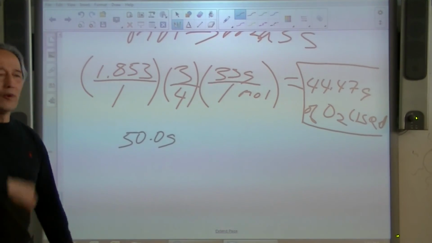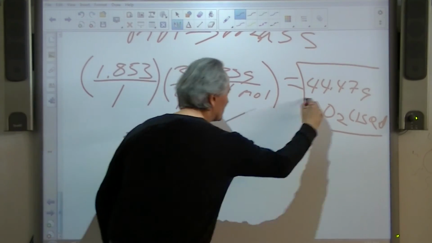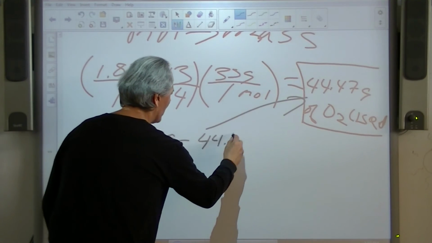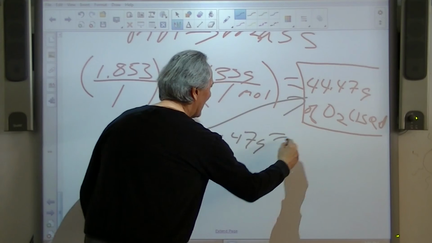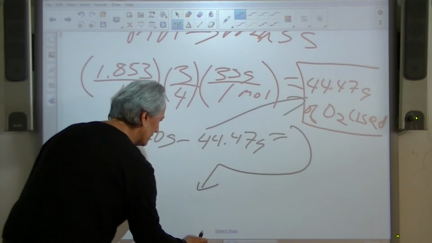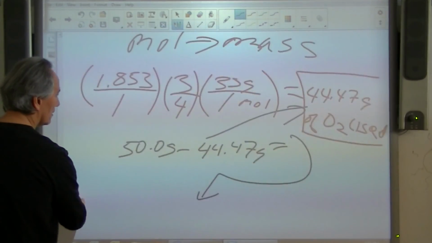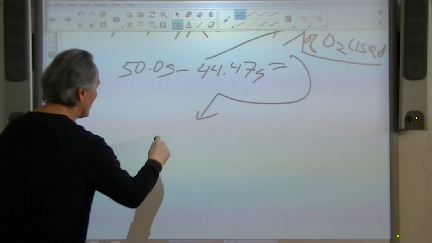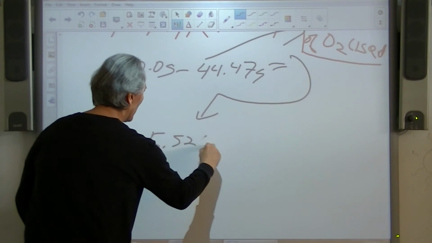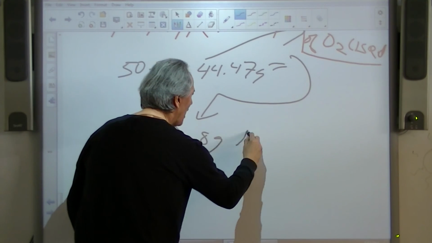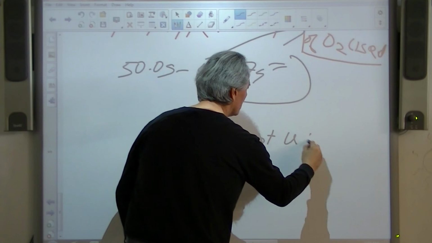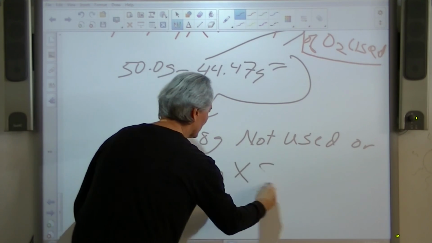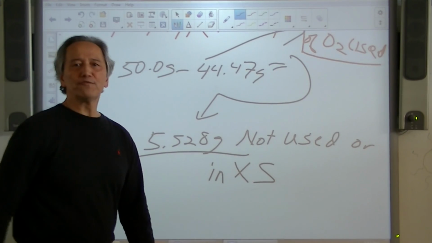Okay, we actually used, this is what we used, 44.47 grams. So let's subtract 44.47 grams. And in fact, the solution will be the amount of 5.528 grams not used or in excess. Solution 4.